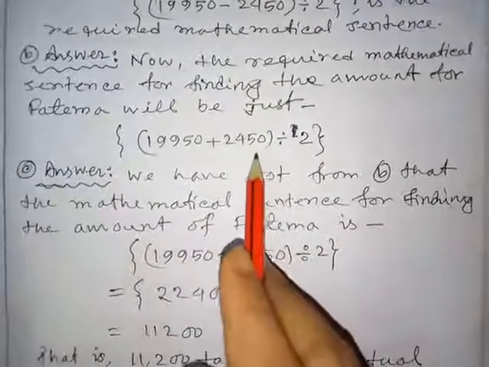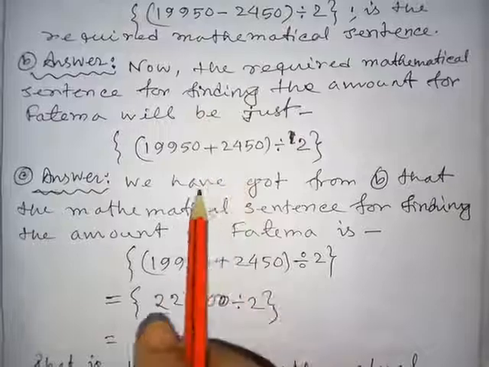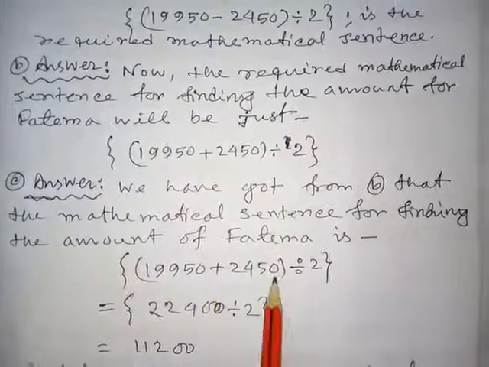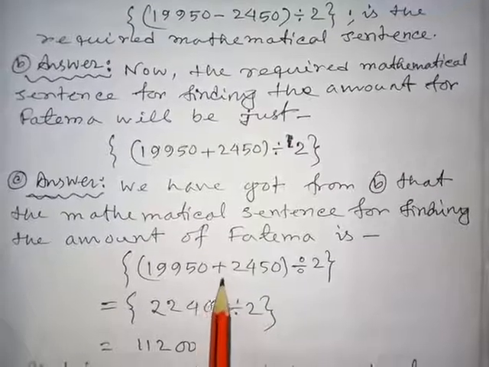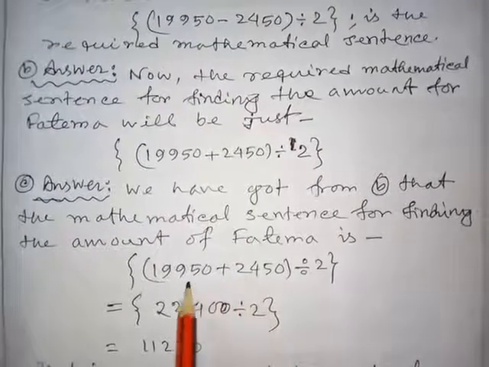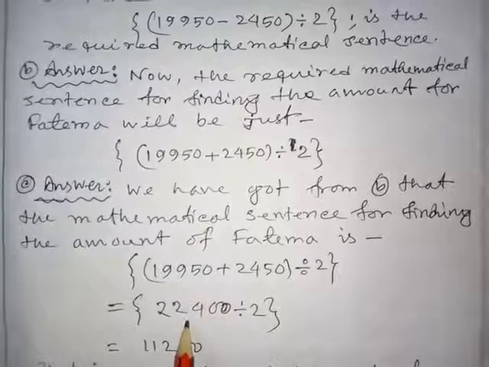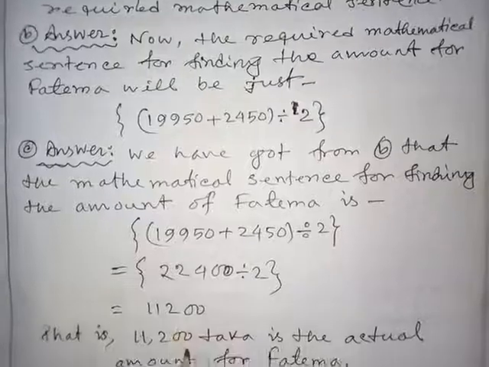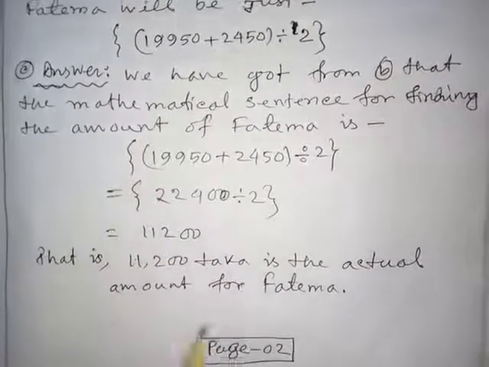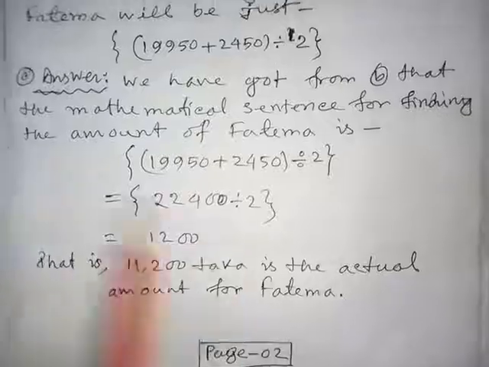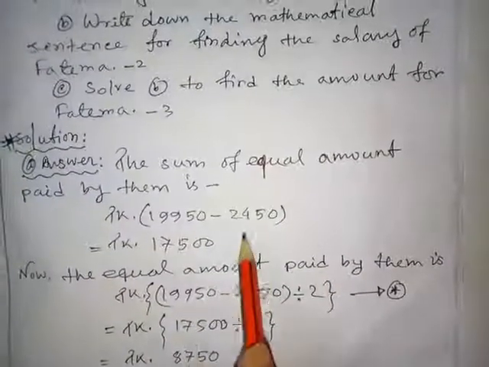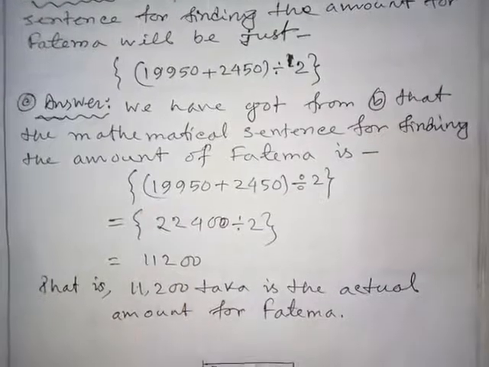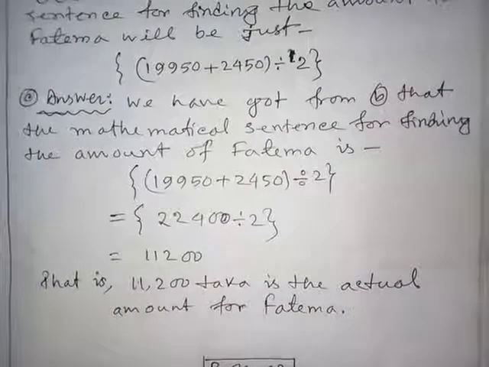Now C. This is the main mathematical sentence that we get from B. If we solve this, we will get the amount for Fatima. First add the extra amount to the total amount, and we get 22,400. Now dividing by 2, we get this amount. So this is the actual amount for Fatima. You can also get this just by adding the extra amount to Farida's amount, and it will match these values. So this is the main solution for solving this type of math.